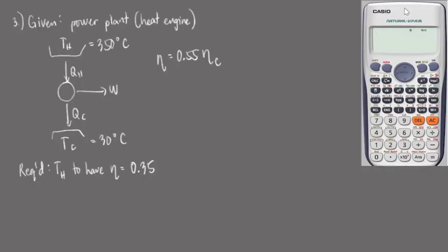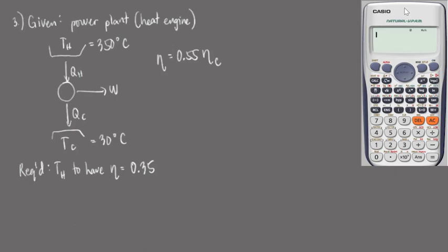Here's the given for our problem. Again, we have a power plant which can be modeled as a heat engine operating between reservoir temperatures of 350 degrees Celsius for the hot reservoir and 30 degrees Celsius for the cold reservoir. It was stated in the problem that the efficiency of the power plant is 55% of its Carnot efficiency.